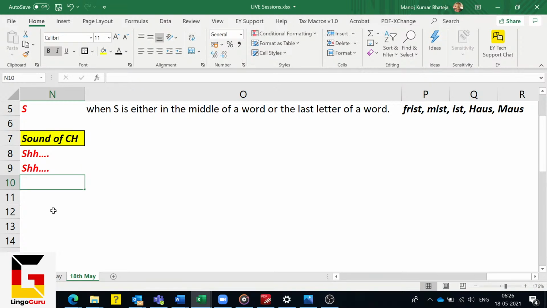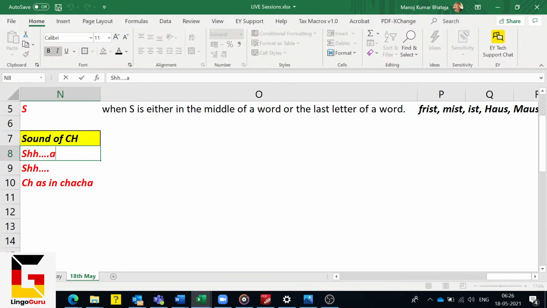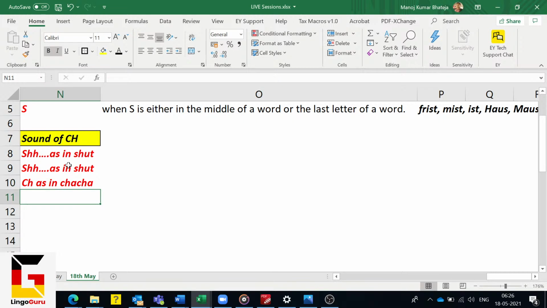Third, we have that ch sound, the ch as in cha-cha. Its third sound is as in cha-cha. Sh as in shut up, or the same as in shut. Right? The next sound is x. That x as in fox. Alright? And next we have.